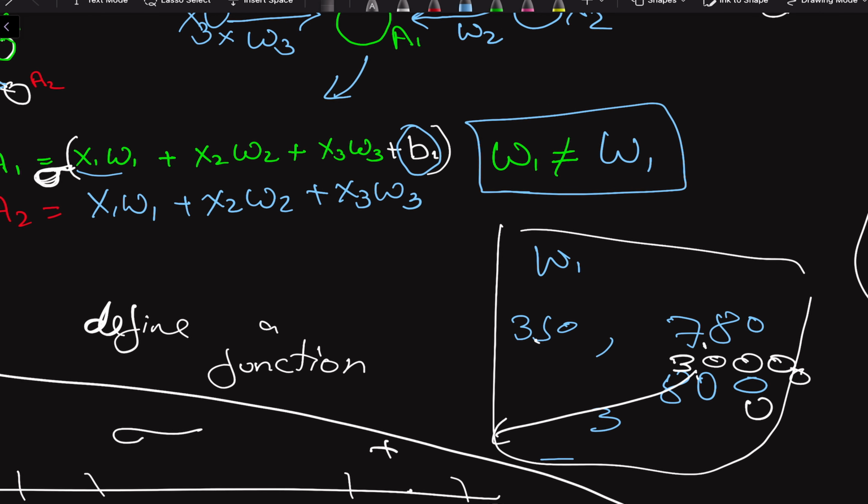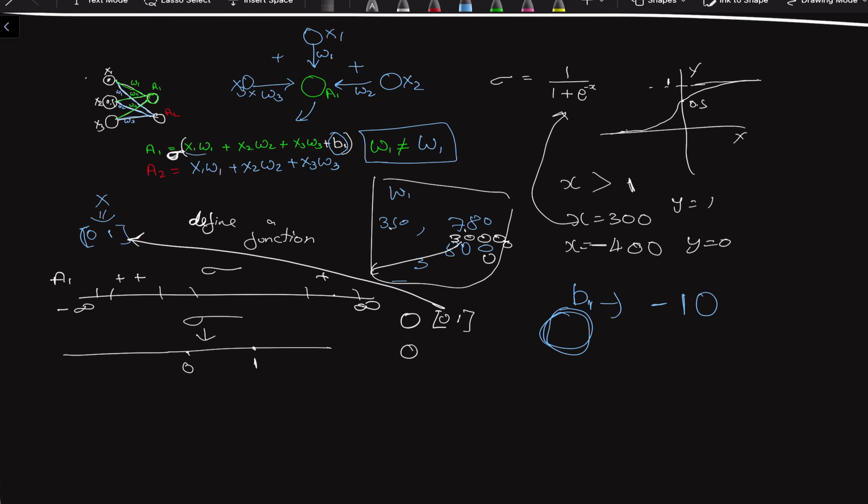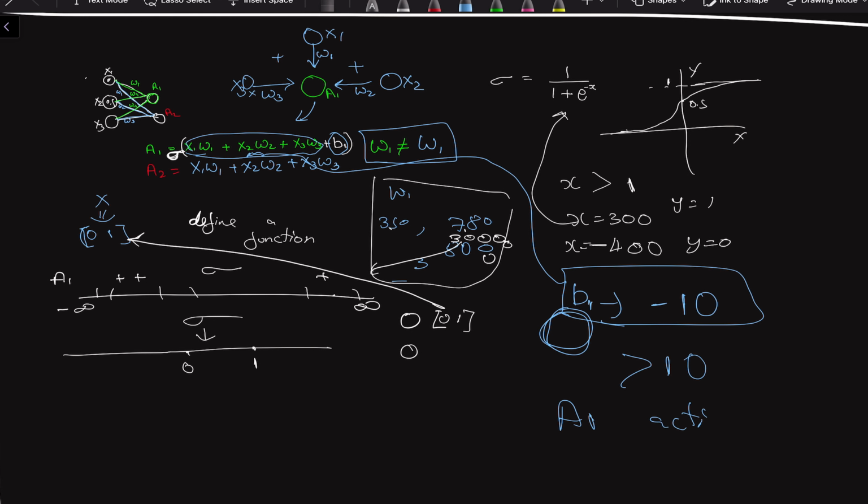Every node has a bias term, and that bias term tells the node you should fire only if you meet a certain criteria. Let's say it's -10, okay? So what this bias term is telling is that this part, the green part right here, should at least be bigger than 10 for the node A1 to be active. If it's less than the bias term, it's going to be inactive.